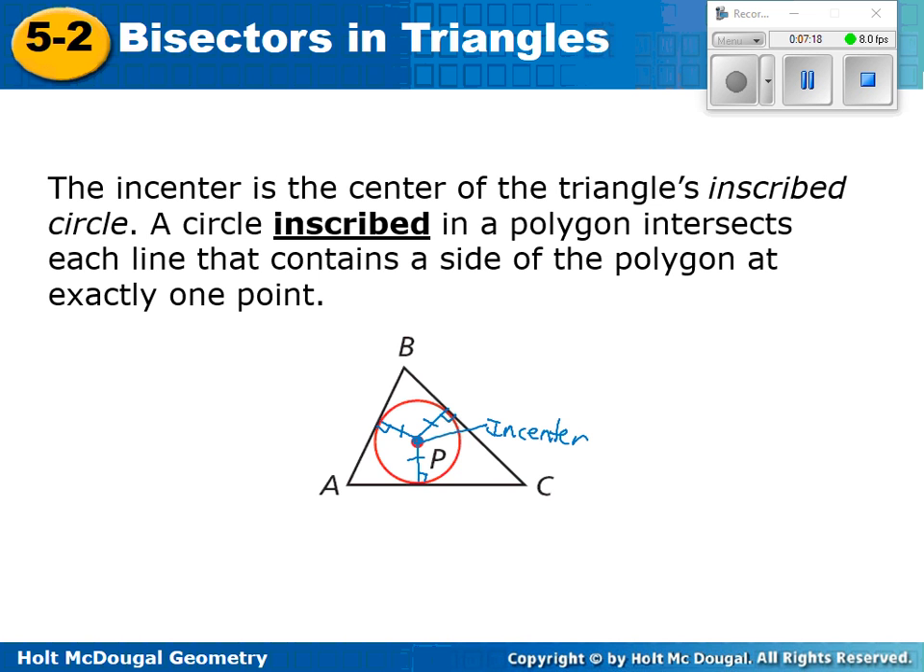So an inscribed circle always touches the polygon at the sides of the polygon. So your inscribed circle touches the sides of the polygon. Your circumscribed circle touches the vertices of the polygon. Does that make sense? Okay, because you're going to have to keep those straight on your vocab test.